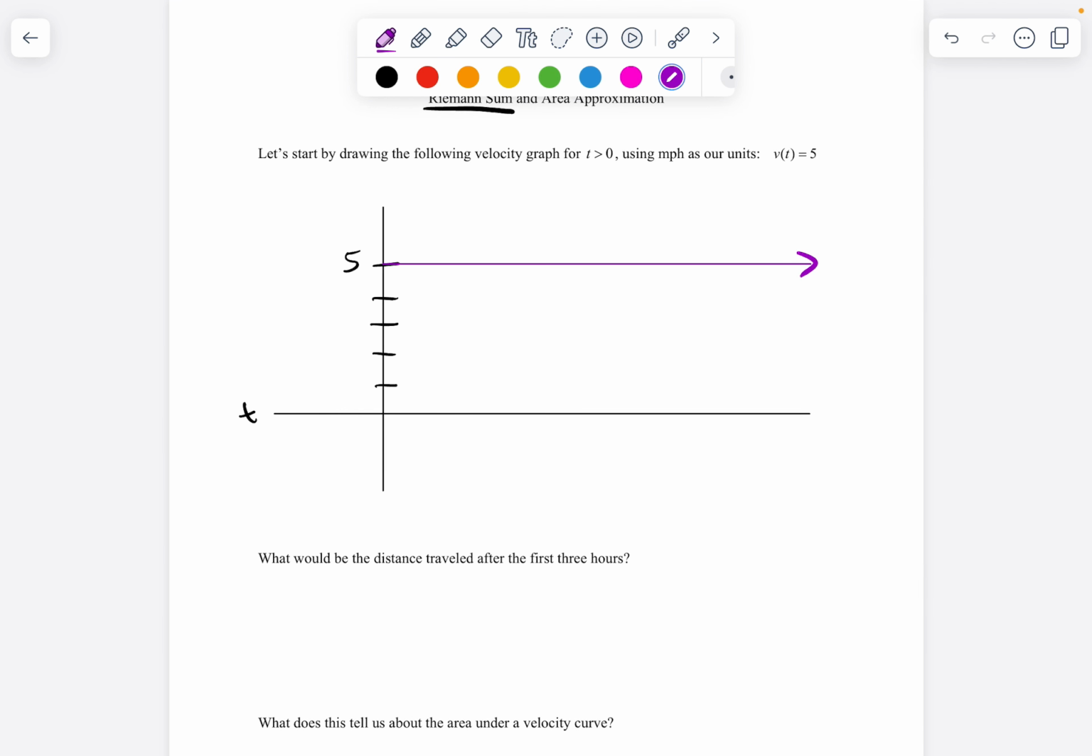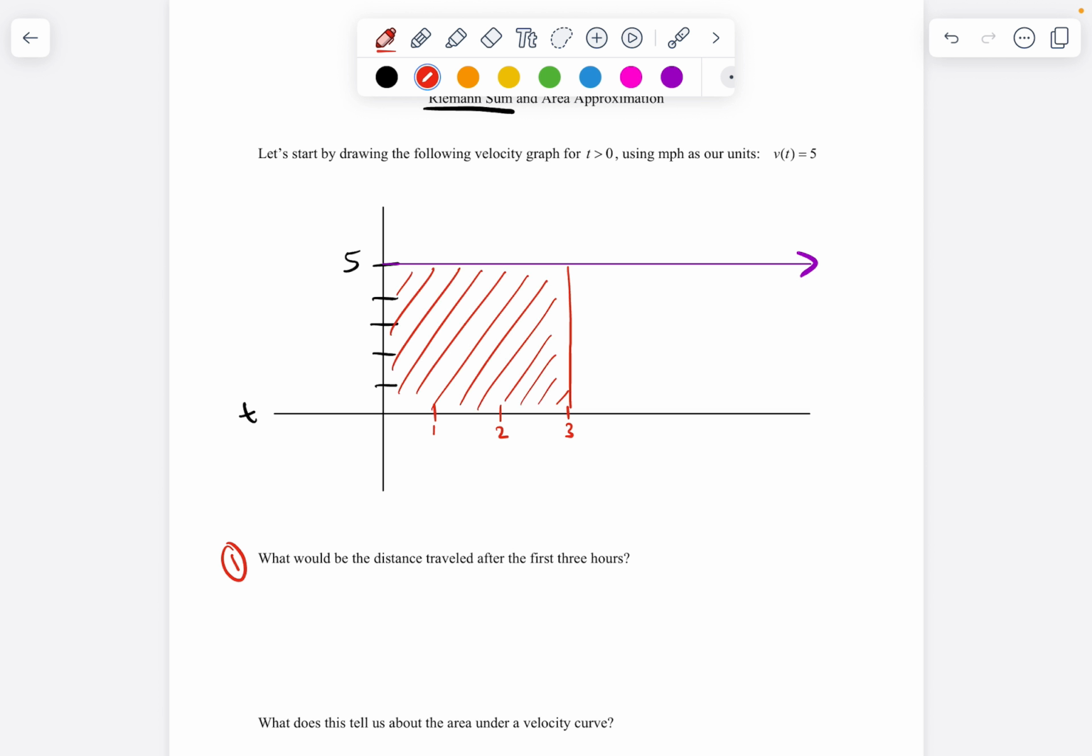So the first question down here says, what would be the distance traveled after the first 3 hours? Well, you're traveling at this rate of 5. So if I think about 1 has passed, 2 hours has passed, and 3 hours has passed, this little rectangle that I can make that is being made by the hours and the velocity, the area of this will create the distance traveled. So the final answer is going to be 15 miles.